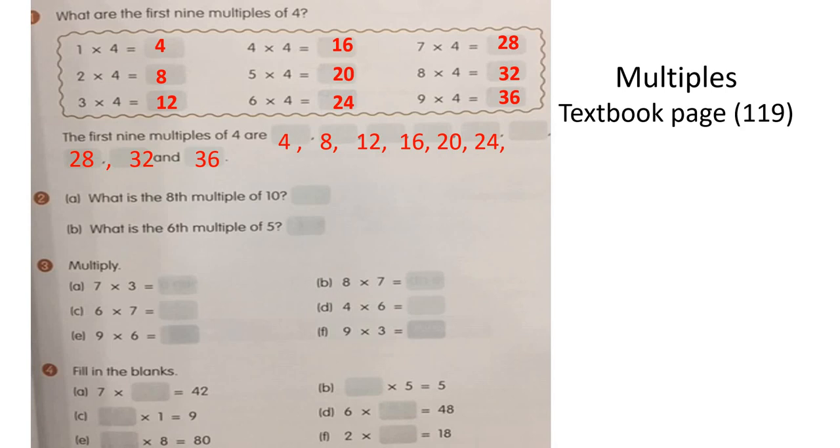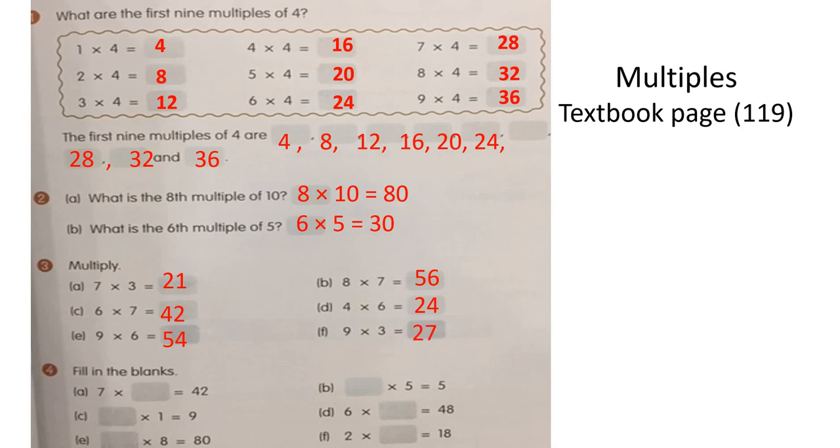What is the 8th multiple of 10? That means you have to multiply 8 times 10 equals 80. The 6th multiple of 5 means multiplying 6 times 5 equals 30. And you have to multiply all these. You find the answers 21, 42, 54, 56, and 24. And the last one is 27.